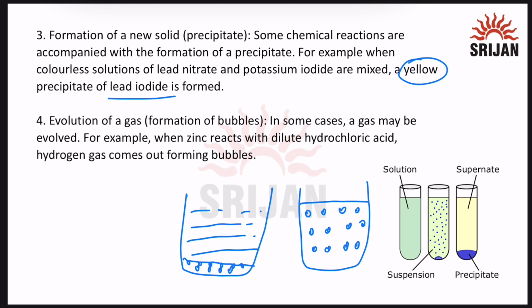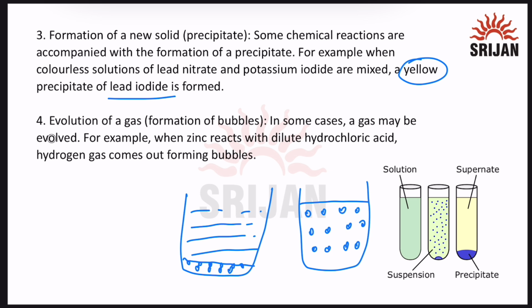For example, if you mix sand with water, what will happen? Initially, the sand particles will be all over, and then if you keep it somewhere for a long time, the sand particles will settle down. They will not dissolve in water, they will just settle down, and water will remain on top. So, that is called a precipitate.